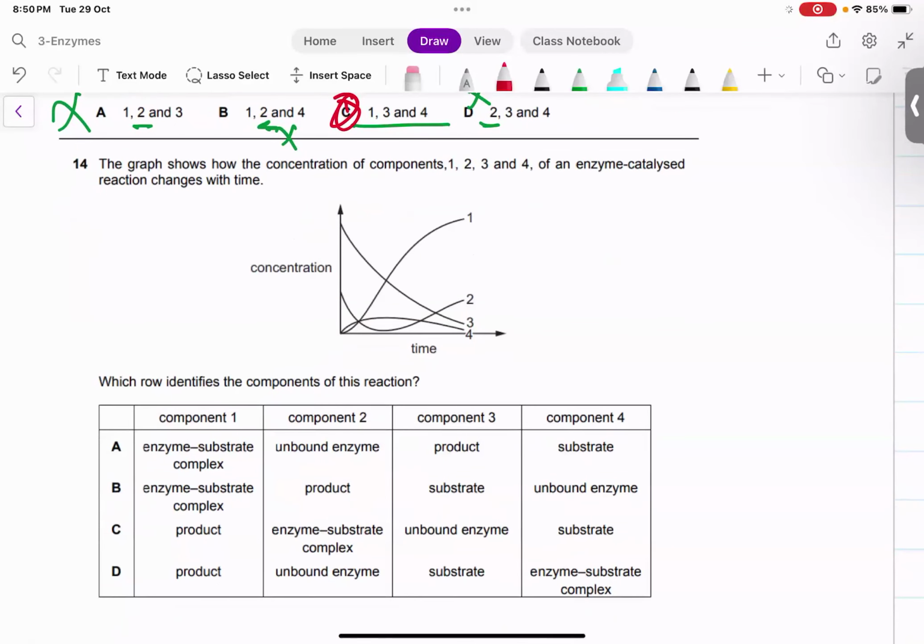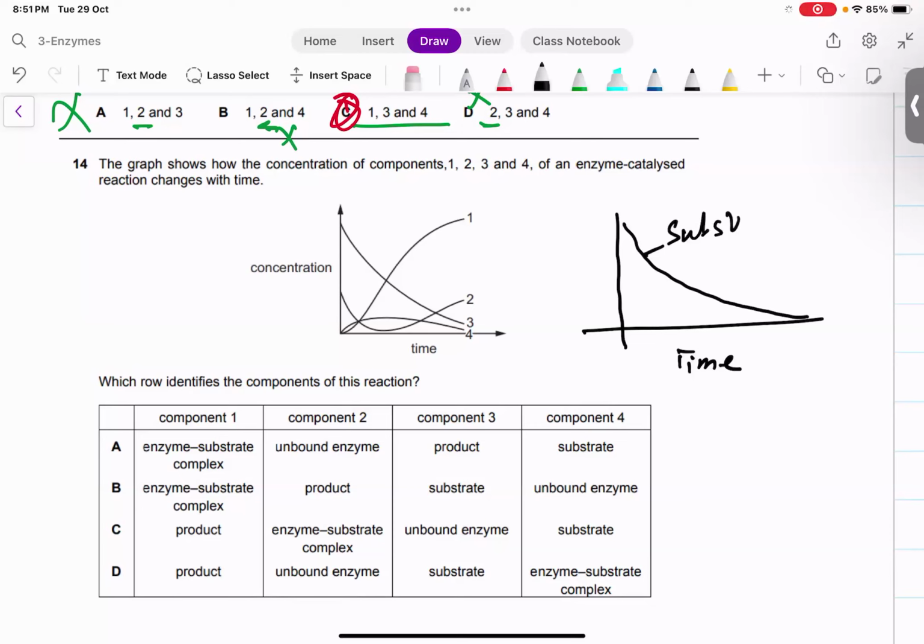So this is another question here. This is the last question today. The graph shows how the concentration of components 1, 2, 3, and 4 of the enzyme catalyzed reactions change with time. Over a period of time, what happens? Substrate will be converted into the product, so substrate concentration would decrease. So this should be substrate. This is the concentration of substrate.